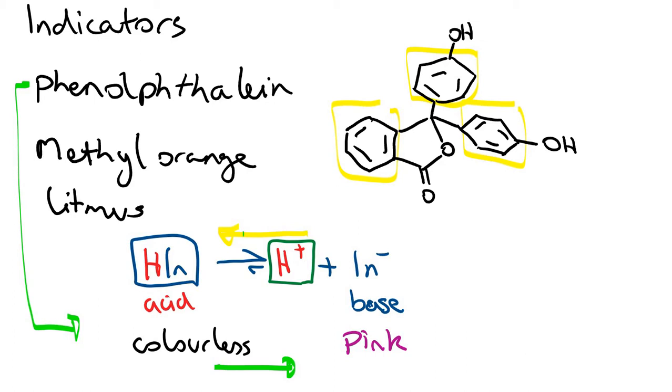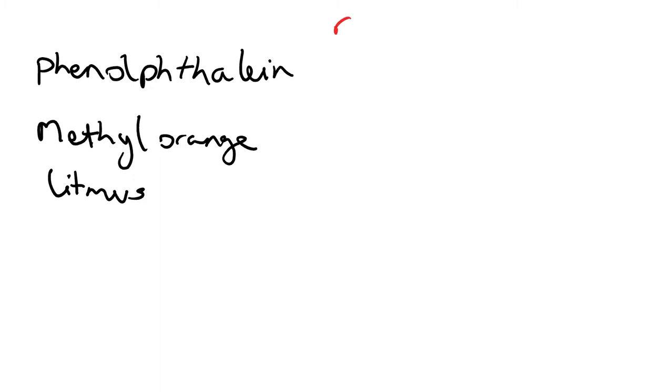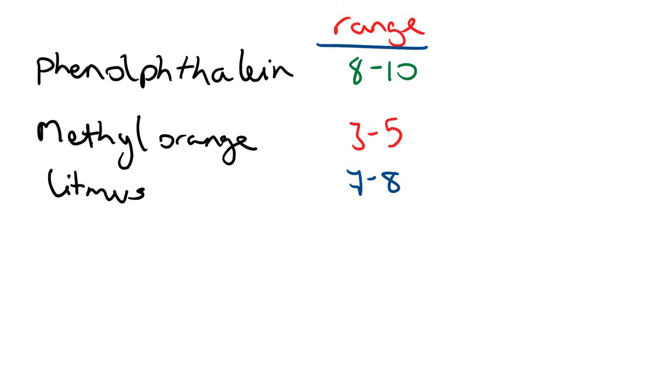So I'm going to introduce a new term here, and it's called the range. Now the range is basically just the pH range, or the pH interval, over which that indicator changes colour. So what we know is that they'll each change colour over a different range. Phenolphthalein changes colour in the alkaline range, about 8 to 10. Methyl orange changes colour between around 3 and 5, and litmus changes colour between around 5 and 8.